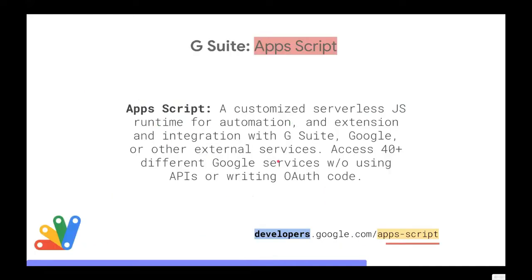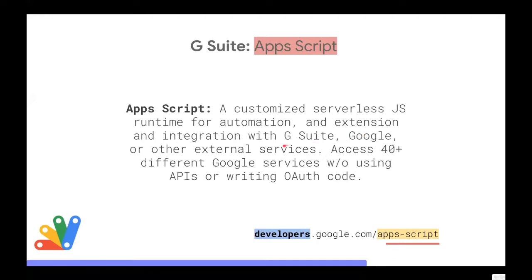All right, move on. I'm going to talk a little bit about AppScript. This is another serverless tool that we have. It's a customized serverless JavaScript runtime, and its main purpose is to help you automate things, and it helps you extend the features of the Google editors like Google Docs, Sheets, and Slides, as well as Gmail and Forms. But it also connects to other Google services.